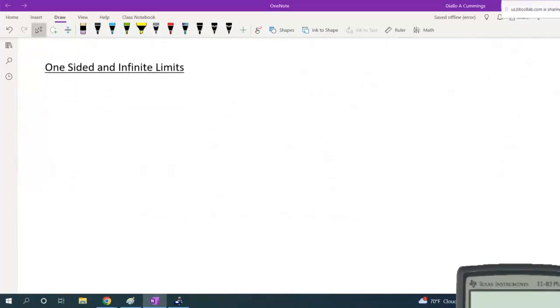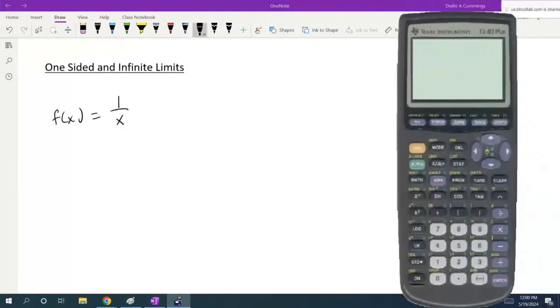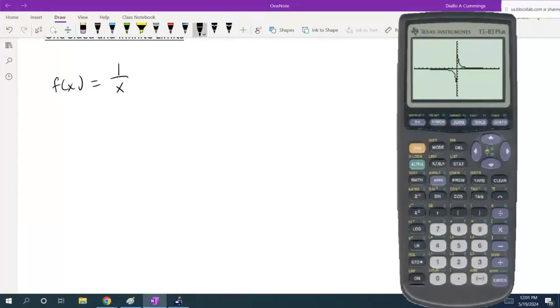All right, now we're going to take a look at one-sided limits and limits at infinity. So I'm going to take this function, f of x is equal to 1 over x. And just to get a visual, I'm going to graph that on the calculator. So I'm going to go back to y equals, clear that out, and enter 1 divided by x. And I'm on a graph. All right, so notice the graph. It looks like this.